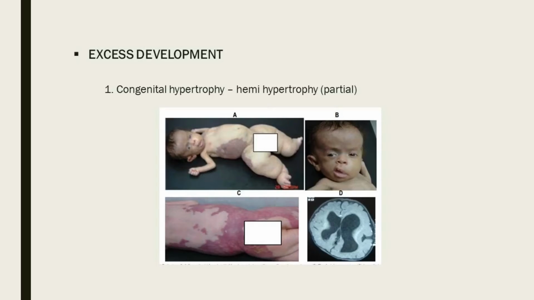For the A picture, it is a 2-month-old female with megalencephaly capillary malformation syndrome. For the B picture, the facial asymmetry. C picture, lower limbs hypertrophy, extensive hemangioma. For the D picture, brain MRI showed left hemimegalencephaly, closed-lip schizencephaly, and periventricular band of heterotopia.